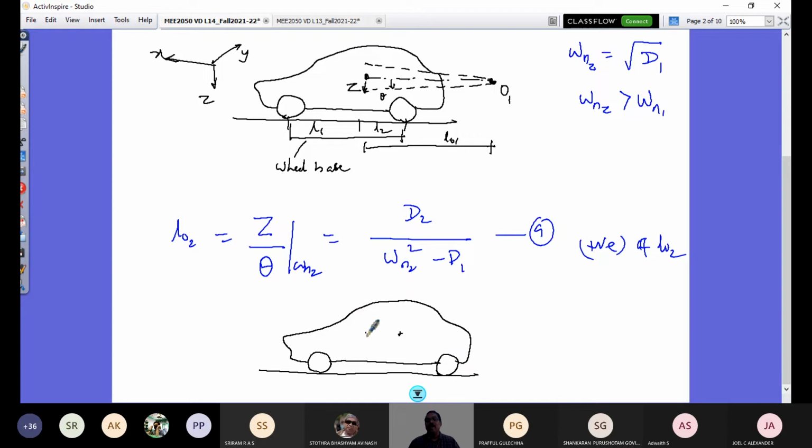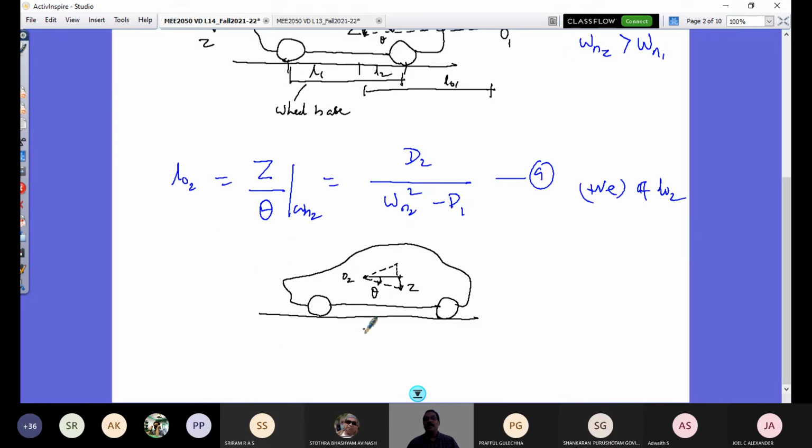So this is my CG location. My O2 will be here, and this would be now. We'll have Z, which is positive direction, and I will also have theta clockwise, which is again positive. So here both coordinates are positive. I'll have this at a distance from CG, and that distance is now L02, the second oscillation center. So when you have this oscillation center within the wheelbase, this pitch would be more pronounced along with the bounce.